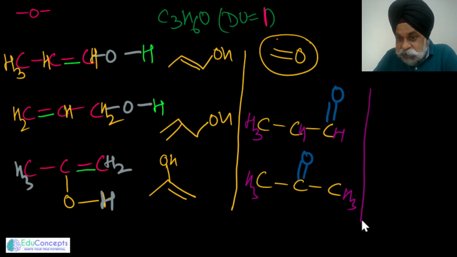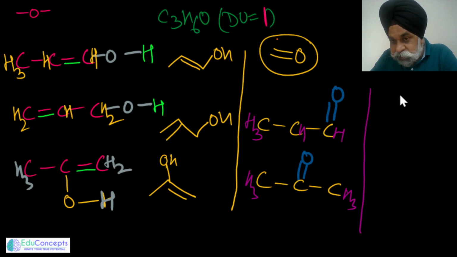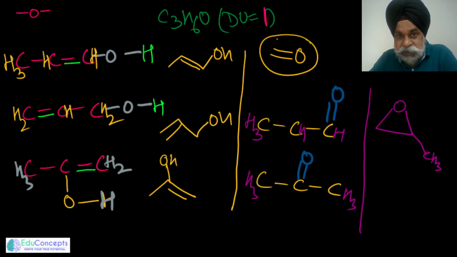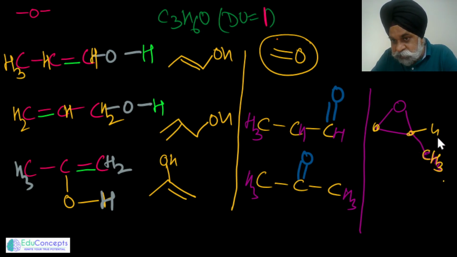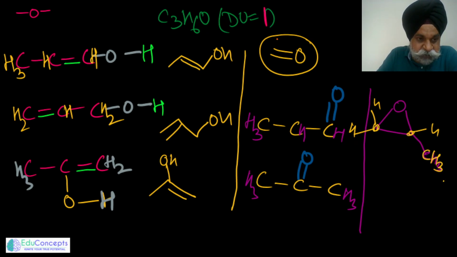And still you can think of a ring also. Now in terms of the ring, I can show it like this: oxygen, this, and still I have one carbon left. So this is one carbon, CH3. So how many carbon atoms do I have with me? 1, 2, and this is the third one, which has 3 hydrogens. And one hydrogen is here, one hydrogen is here, 2 hydrogens here. So it becomes C3H6O.